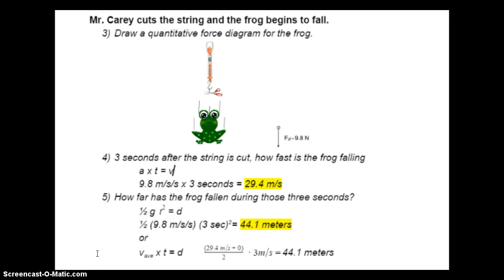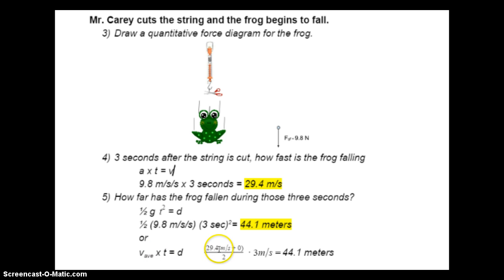Now comes the slightly more complicated problem. How far has the frog fallen during those 3 seconds? We could approach this one of 2 ways. One is our newly found formula: 1/2 g t squared is equal to the distance it fell. We know gravity, that's 9.8 meters per second squared, and the time is 3 seconds. We don't need to know a final velocity for this, but we can just put in our numbers. 3 squared is 9 seconds squared times our 9.8 meters per second squared times 1/2. We get 44.1 meters.